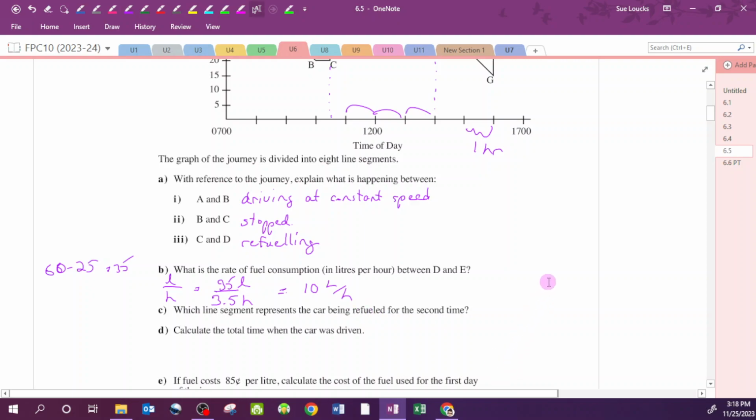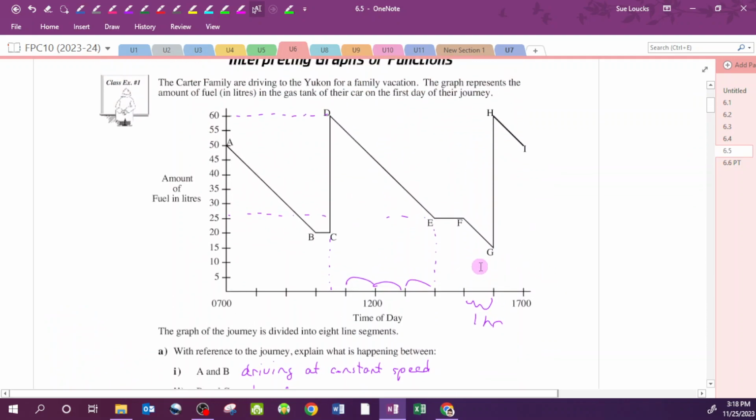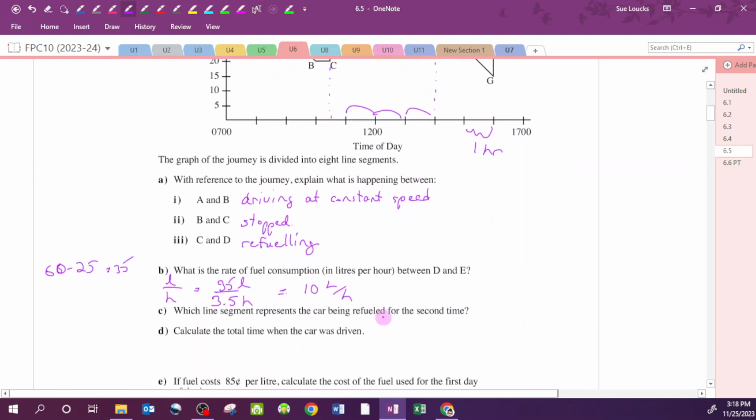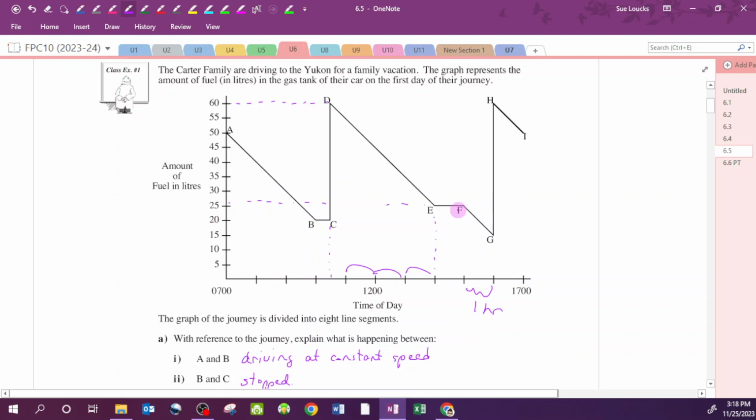Which segment represents the car being fueled for the second time? Well, that would be this other time when it goes up really quickly, so that's GH. And calculate the total time when the car was driven. Well, there's 2 ways. We could add up all the pieces, or we could do the total time minus the pieces where it wasn't being driven, which is what I would do. So this one is like a half hour, and this is 1 hour.